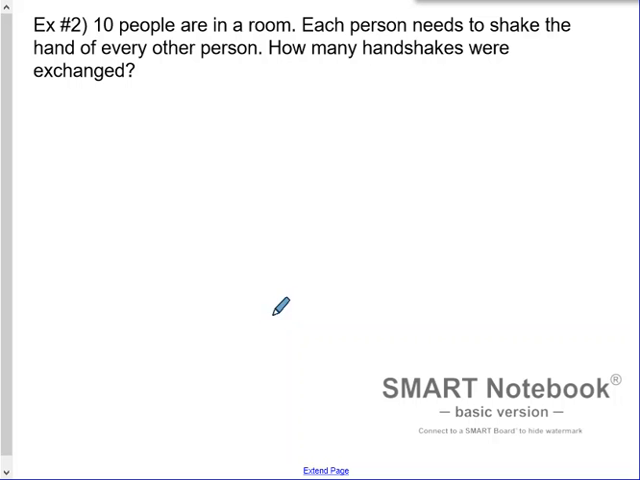In example 2, we have 10 people in a room and each person needs to shake the hand of every other person. So how many handshakes are going to be exchanged? So for this, I would probably like to draw it out a little bit.